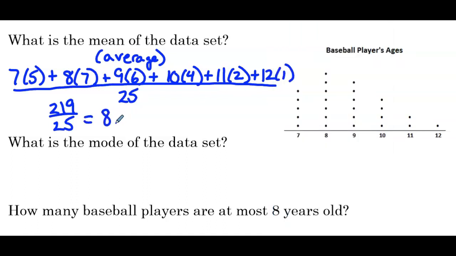8.76. So the mean or the average age of the baseball players is 8.76 years old.